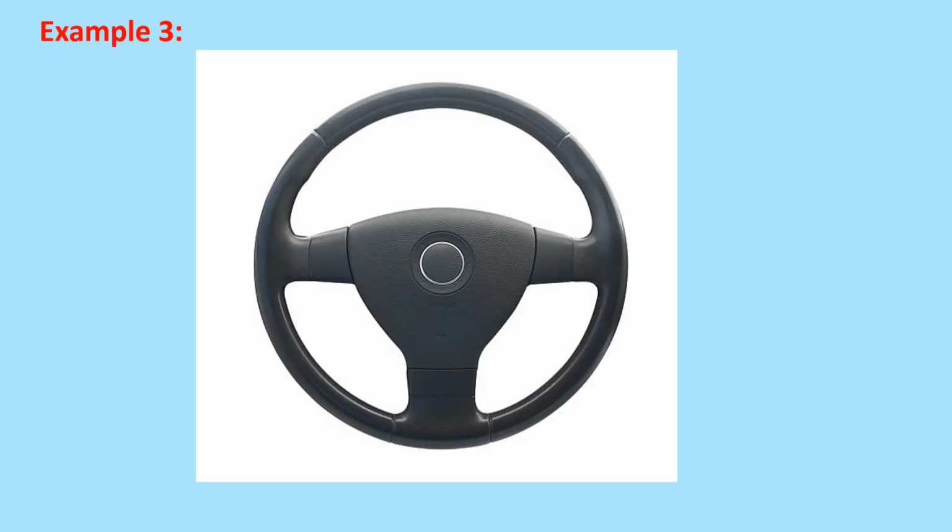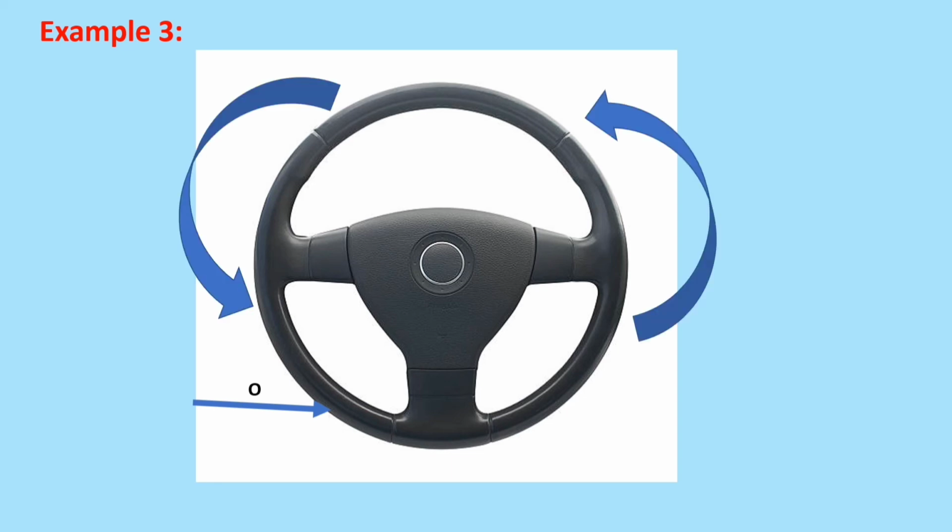Example 3. In this image, you can see a steering wheel, and you know that it is fixed at one point at the center. When you're applying the force at point O, you can see that it will rotate from left to right. That is nothing but anti-clockwise rotation. So here also, you're applying the force far away from the pivoted point. That means the larger the perpendicular distance, the less force is required for more movement of force.